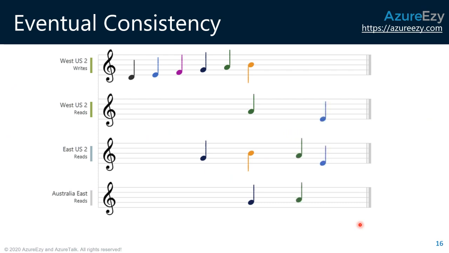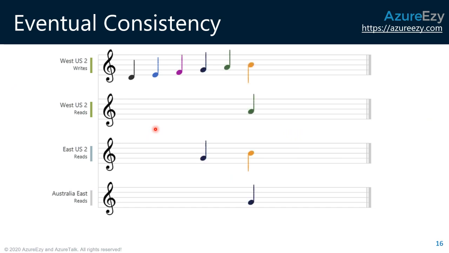The first thing to consider in this model is that there is no guarantee on the order of the data as well. If you see black, but here it's green, and here blue, but a different note is coming here. So there is no guarantee of order as well. Okay, so this is eventual consistency, and it's not like everything is bad here. This model offers high availability and low latency, along with the highest throughput of all.